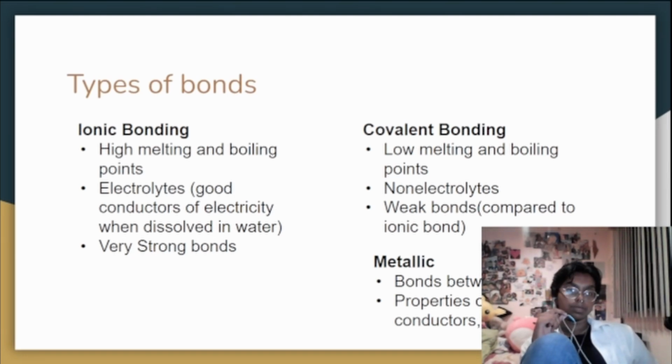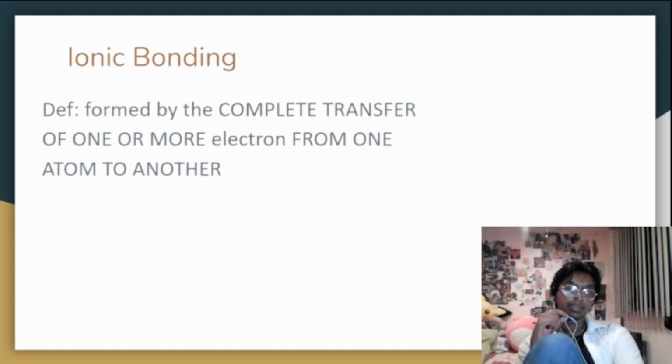Covalent bonding is when two nonmetals bond. They have low melting points and low boiling points. They're non-electrolytes, so they are not good conductors of electricity when in water. They have weak bonds, at least compared to ionic bonds, right? And the metallic are bonds between metals, and they have the properties of metals, so they're conductors, they're malleable, they're ductile, all that fun jazz.